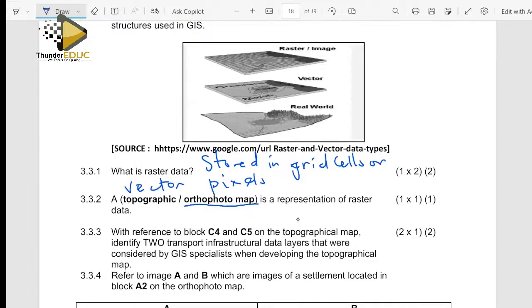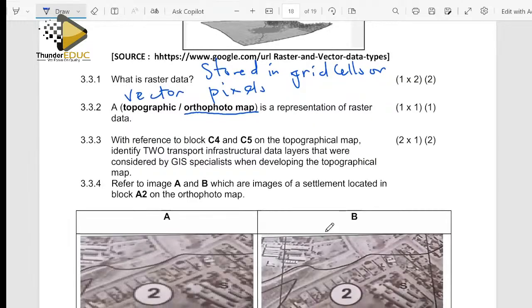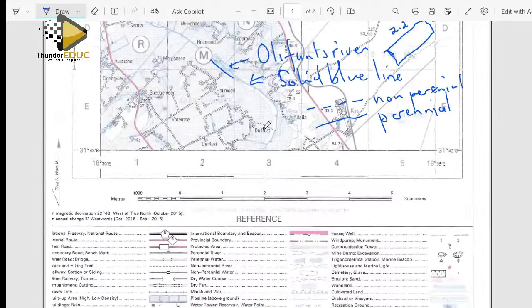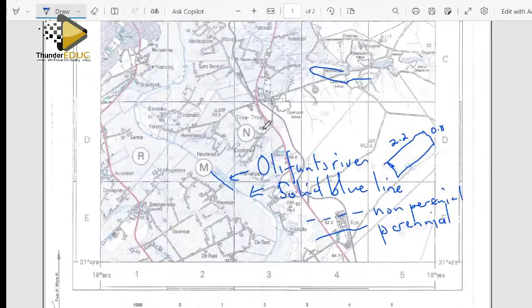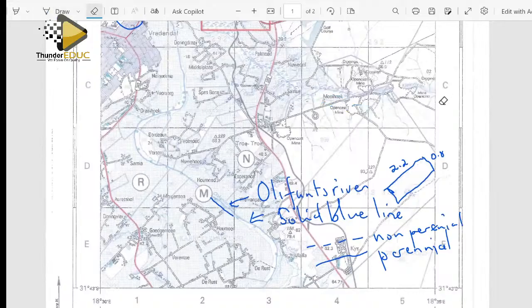Right, with reference to block C4 and C5 on the topographic map, identify two transport infrastructure or data layers that were considered by GIS specialists when developing the topographic map. Right, we are referring to block C4 and C5. We want to look at transport infrastructural data layers. Right, in block C4 and C5 on our map, what we want here is to check in these blocks.